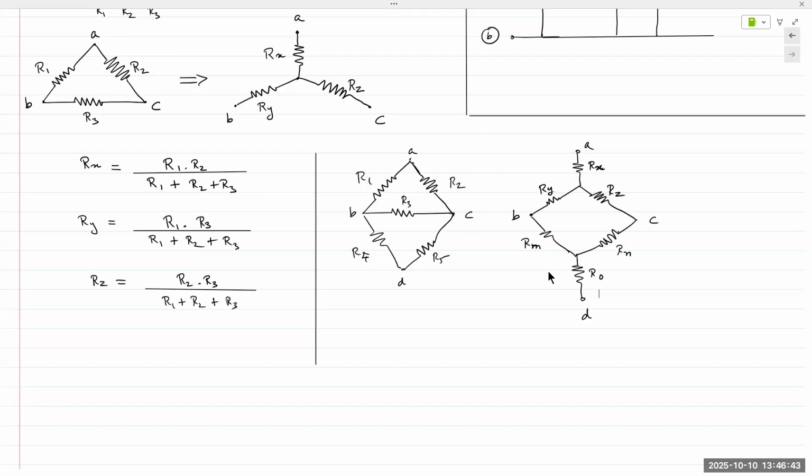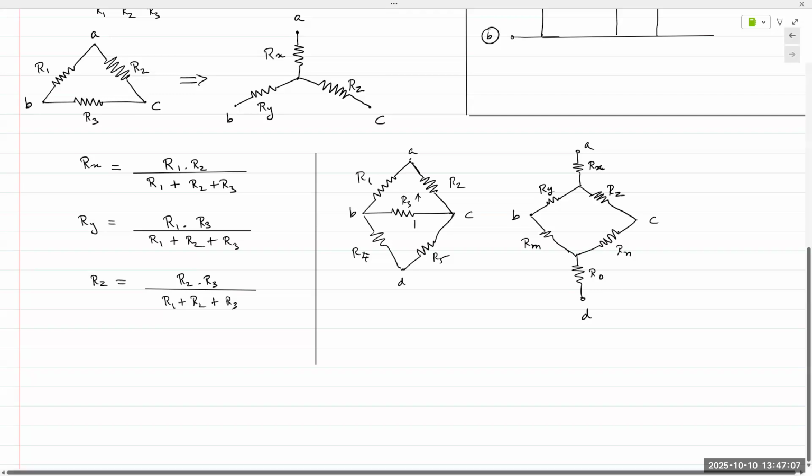Let's see, what did I miss? Oh, because R3 will appear in both. So a very good question is, how come we have 6 resistors on the right when we only had 4 on the left? The answer is that when we're performing the transform, all we need is 3 resistors from a triangle to go to 3 resistors in a Y configuration. So R3 appears in the top and the bottom triangle.